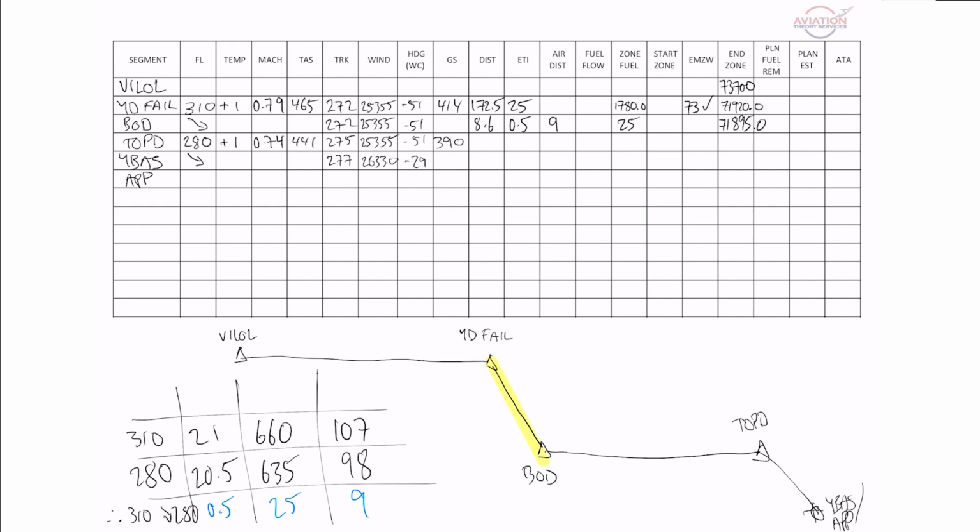So right now I'm going to go and add up all the distances from VLOL to Alice Springs. Once you've added that up, you'll find it would be 608 nautical miles, which I like writing up here at the very top of the descent column.